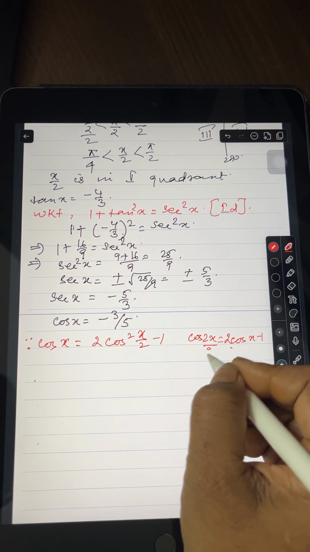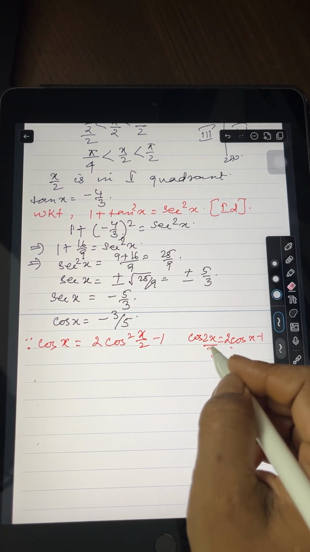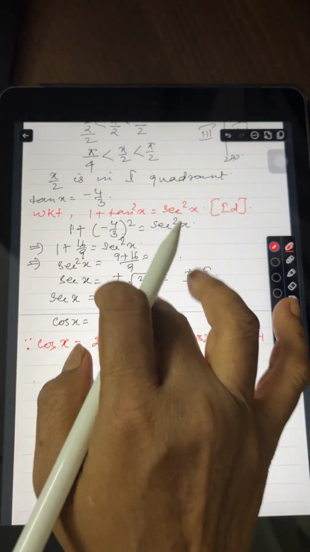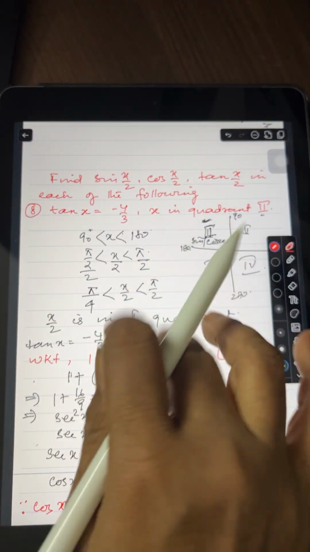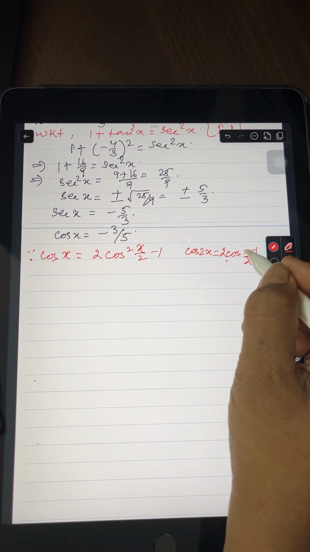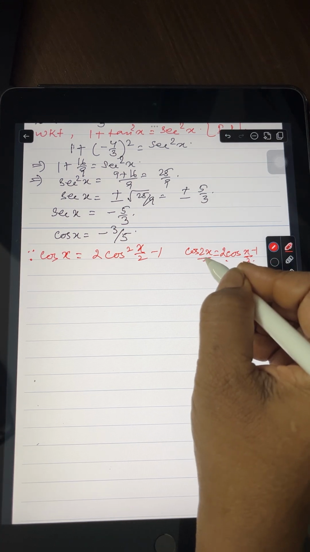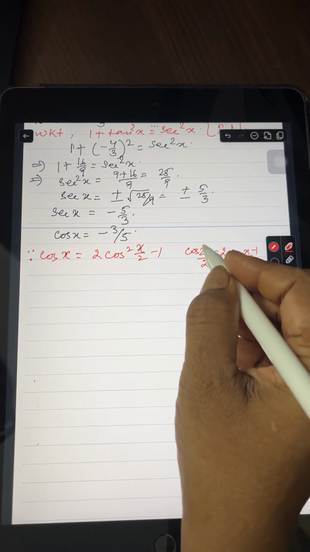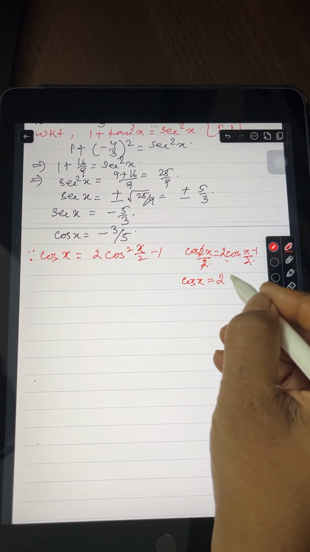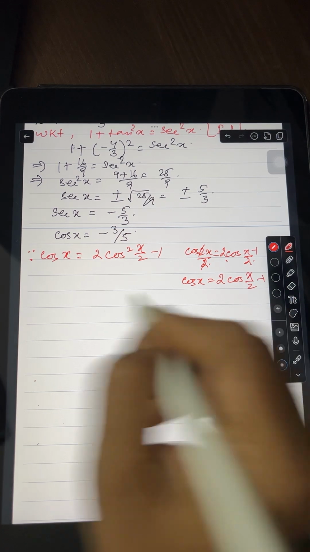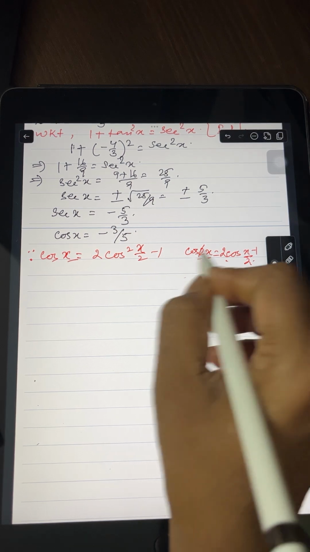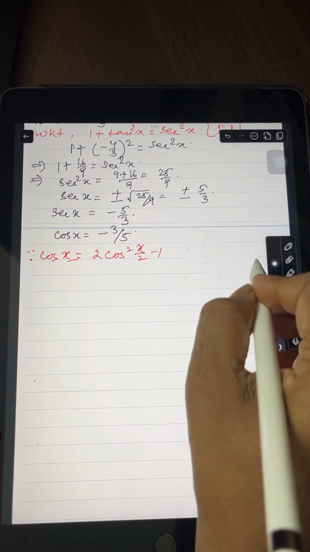Okay. Now after you get this, I want to change this angle to x by 2, because I want cos x by 2. So in order to change this, when this angle is changed, I'll have to change this angle also. So this will become cos x. So cos x is equal to 2 cos square x by 2 minus 1. That is what I have written here.